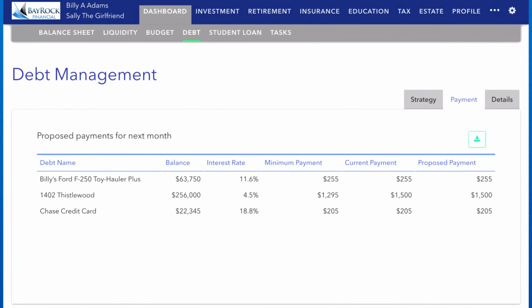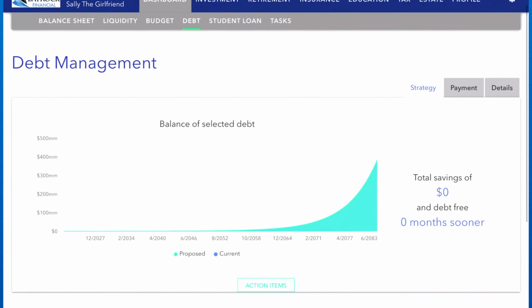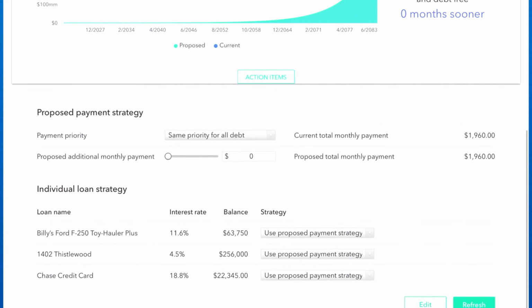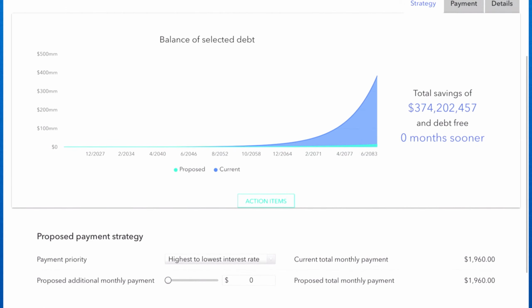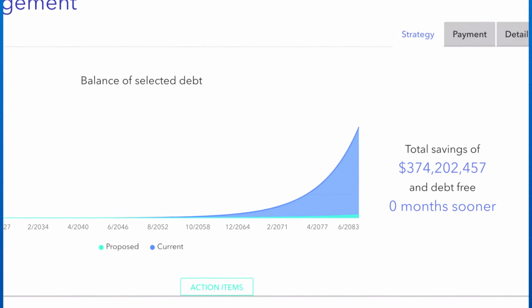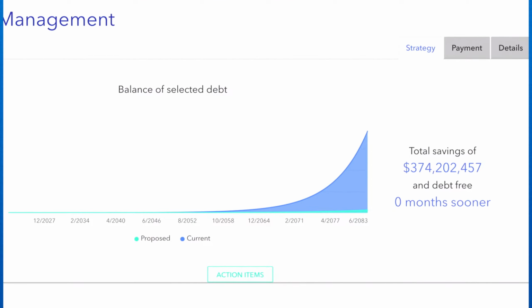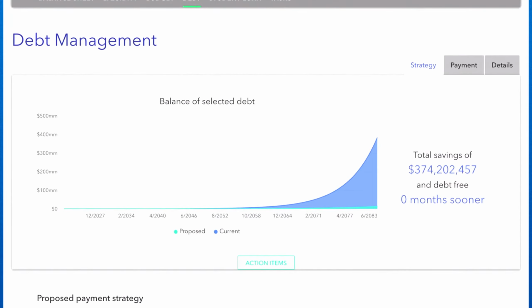Let's just play with the strategy first. And what I would suggest we do is let's see what happens if we go highest to lowest interest rate. Now, when you click on that, you have to remember to click the refresh button down here at the bottom. So I did that, and you saw this chart now change, and it says total savings of $374,202,457. And it says 0 months sooner, which is interesting.